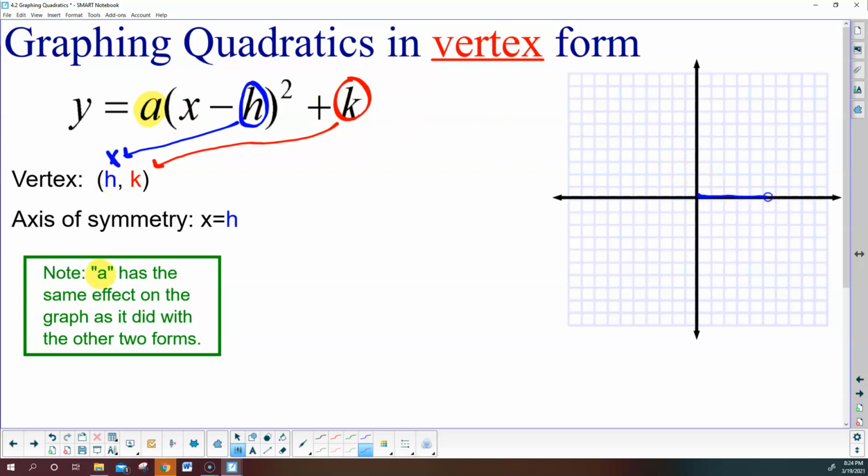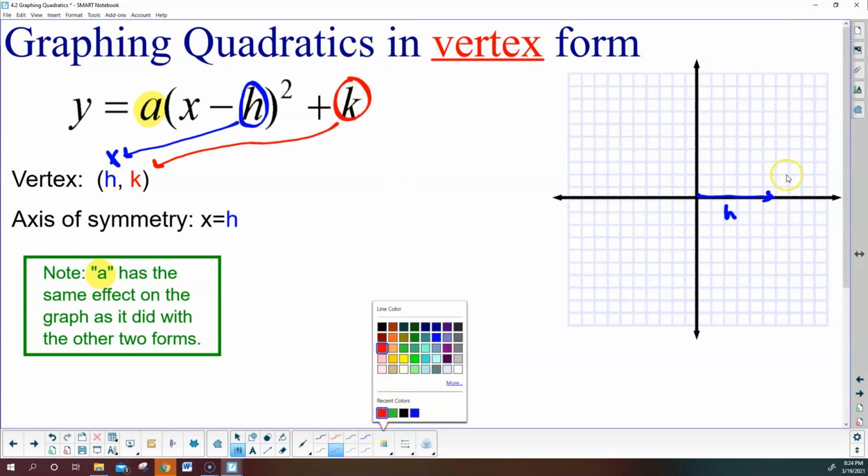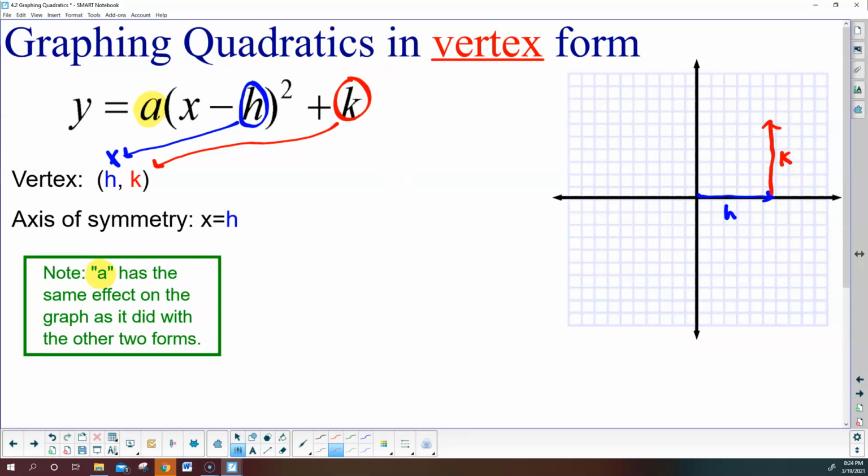And I'm just going to generically move a certain distance. So let's say I move h units to the right, and then I have a plus k, so I'll move up k units. And what does that do? That gives me the vertex. That point on my graph is considered the vertex, and it's at the spot (h, k). That's really friendly because we know exactly where the vertex occurs just by reading the equation.